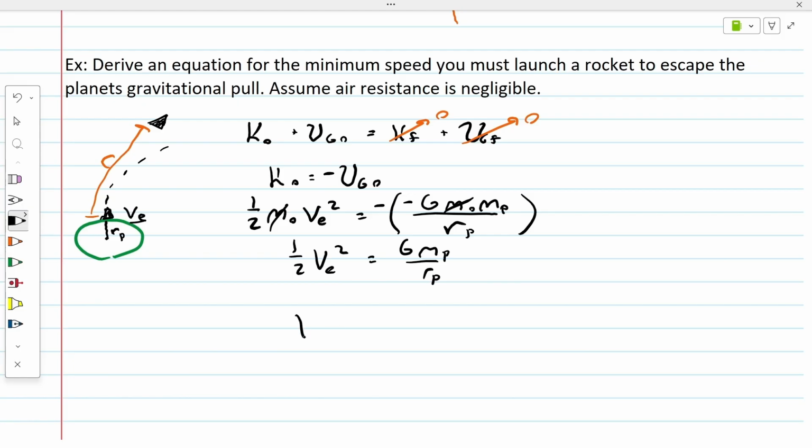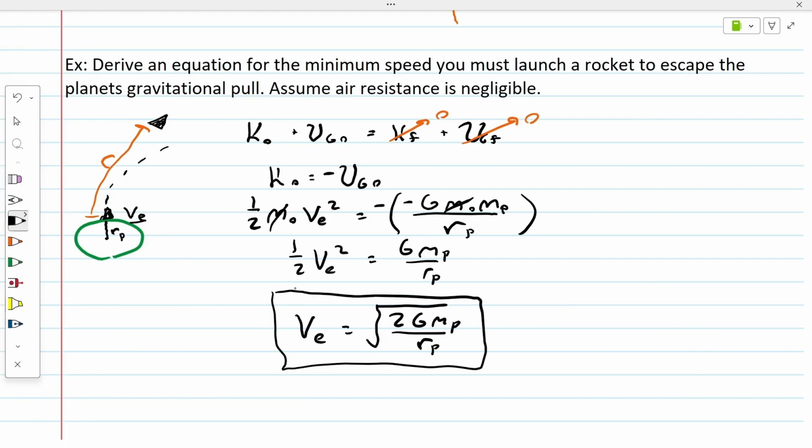And so now we can just rearrange our variables and get the square root of 2G mass of the planet over radius of the planet. And so that is what we can use as our escape speed. So now if all we need to know is the mass and the radius of the planet, we can find the minimum speed to launch the rocket to escape the planet's gravitational pull, which is pretty cool. And so we're obviously making some very generalized assumptions, like the air resistance being negligible. There's no atmosphere pushing on it. But yeah, so that's how you can derive this general equation.